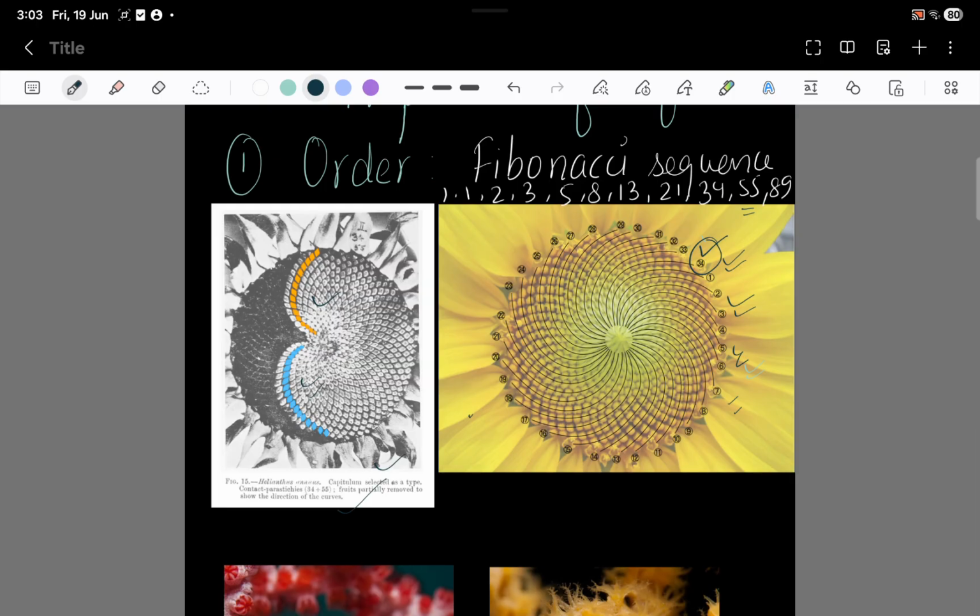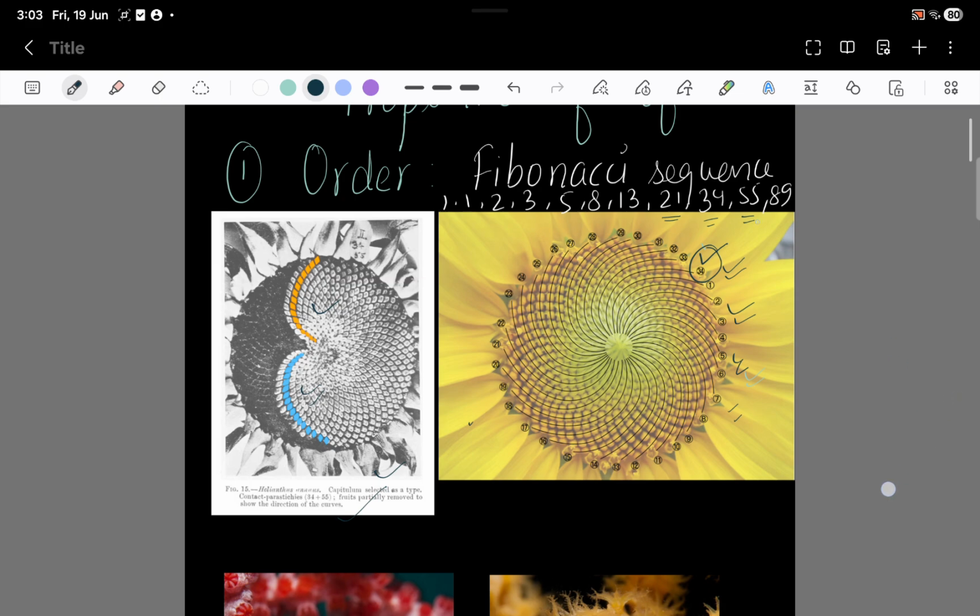If it's a small flower, maybe in one direction, suppose clockwise, it is 21, then in the other direction it comes 34. And if it is a little bigger flower head, then 34 in one direction, 55 in the other direction. Or if it's bigger, then it can be 55 in one direction and 89 in the other direction. So 89 spirals, right?